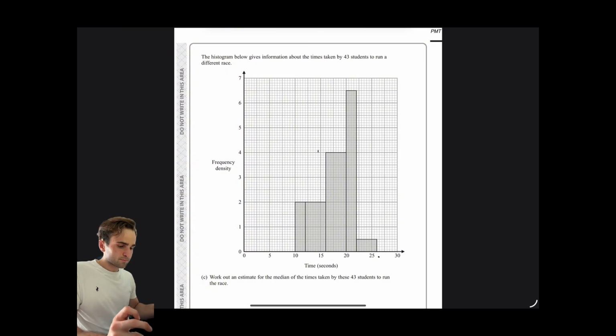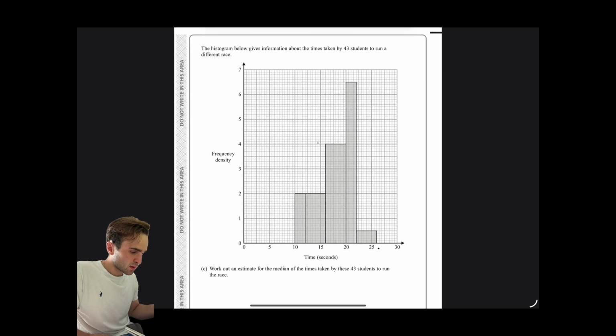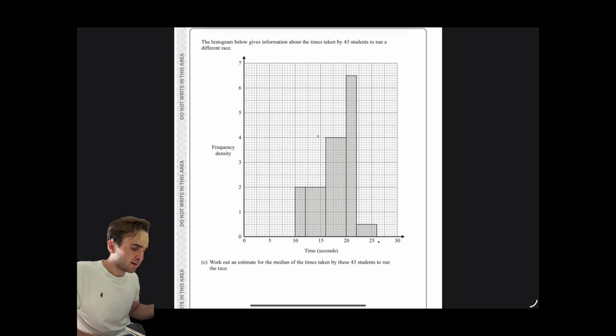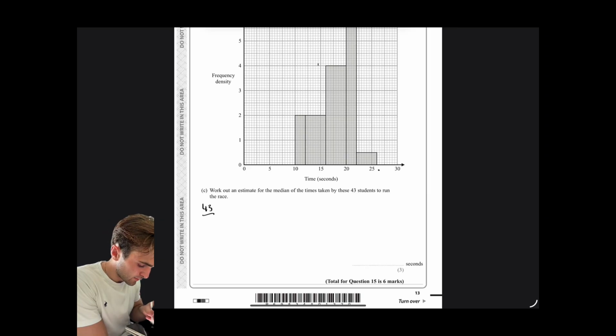Moving on. The histogram below gives information about the times taken by 43 students to run a different race, different graph. Work out an estimate for the median of the times taken by these 43 students to run the race. So we want to find the median, so we need to find the middle student, right? Out of 43 students, we want to find the one that finishes in the middle of them. So that is 43 over 2, which is 21.5. And we always round up, so we want to find the 22nd student.